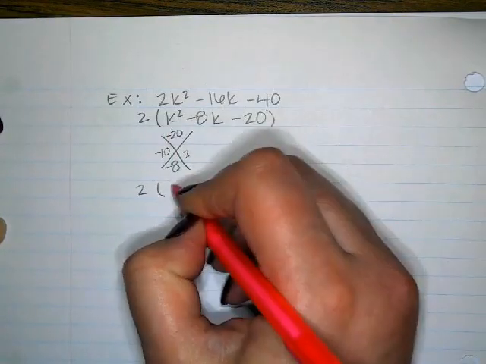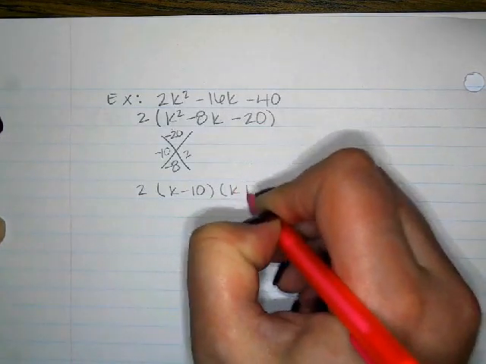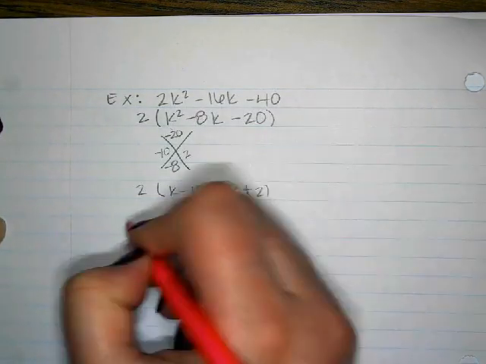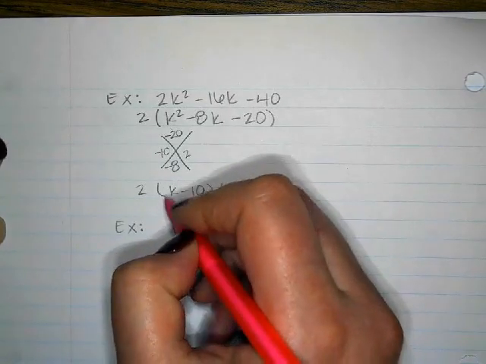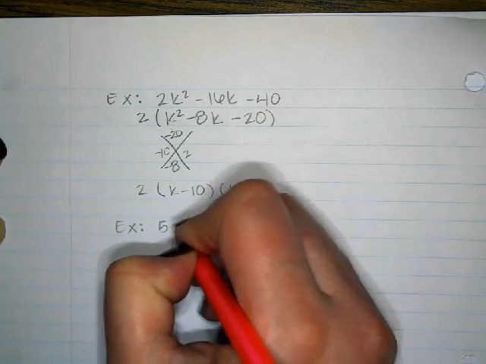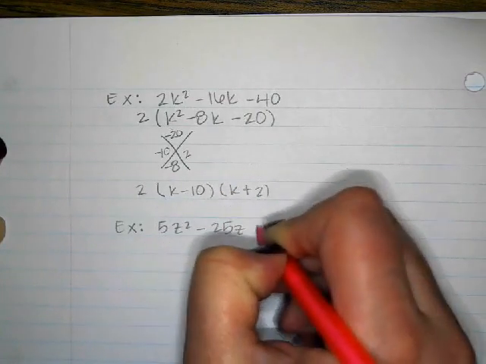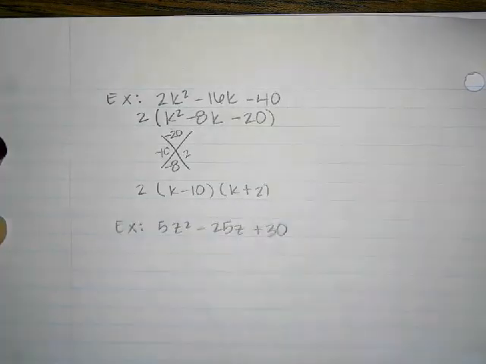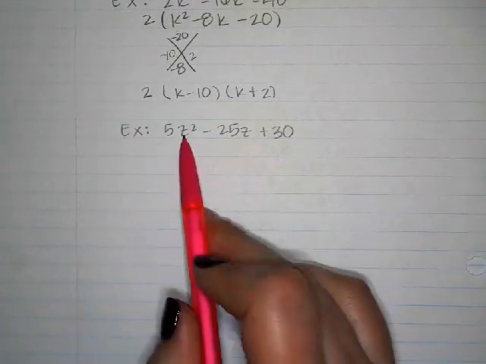Okay, here's your next problem. It's a Z. A lot of math teachers cross their Z's so they don't look like 2's. So 5z squared minus 25z plus 30.